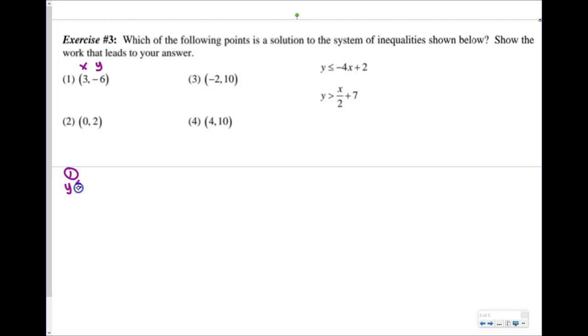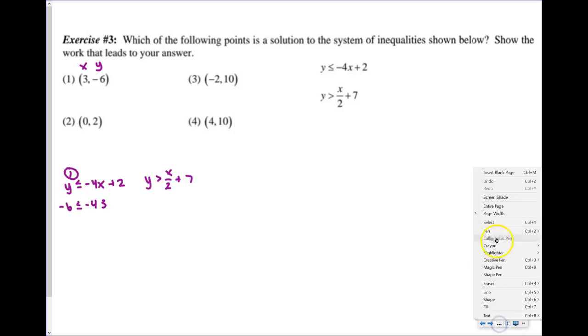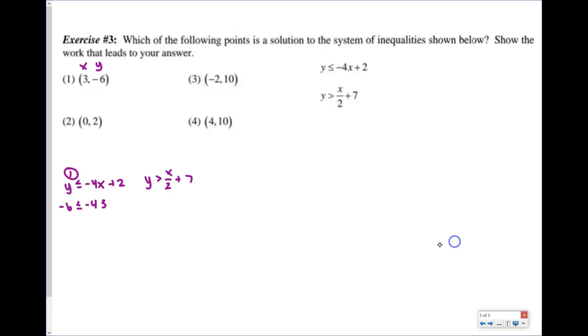Okay, answer choice number 1 is: I'm going to rewrite these two equations and plug in my x and y. So y here is -6 and x is 3. For some reason my pen disabled. Alright, -6 stays, but I'm going to simplify the right and get -12. Is -6 less than -10? Yes, it is. So that one works.